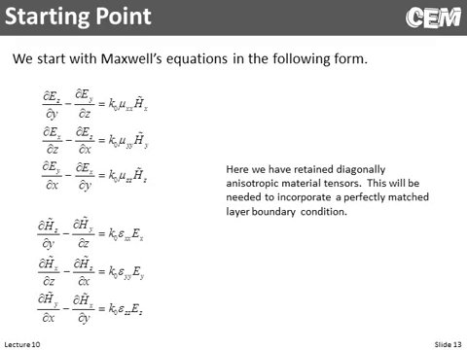So we're going to start with Maxwell's curl equations. Of course, we expand them out into the 6 coupled scalar equations, and this is no surprise from lecture 2 or 3 where we prepared Maxwell's equations. We've normalized the magnetic field here. We've assumed that our permeability and permittivity are diagonally anisotropic, and in fact the only reason we did that was to incorporate the PML, which needs to be diagonally anisotropic.